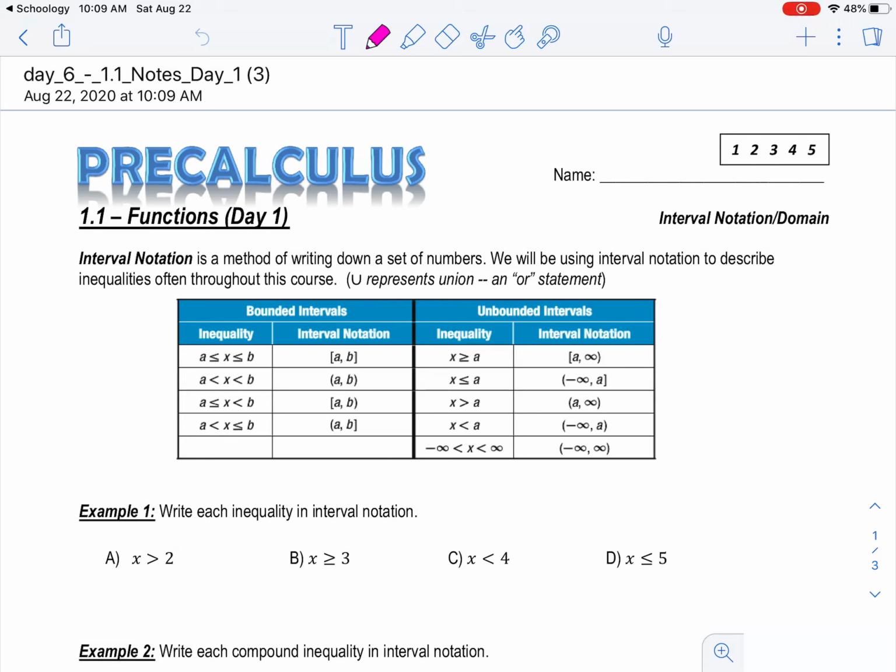All right, so let's get started on our first section, 1.1. There's 2 days of it. We'll start with the first one, which is functions. Okay, so first off, we write all of our domains and ranges in interval notation.